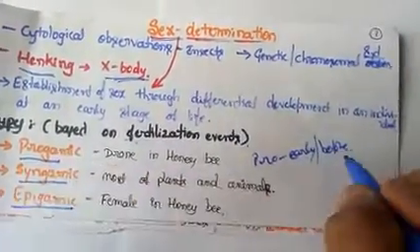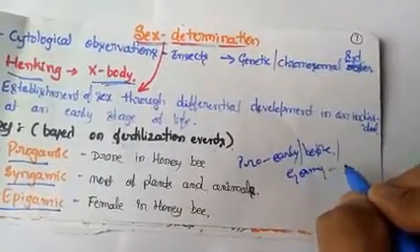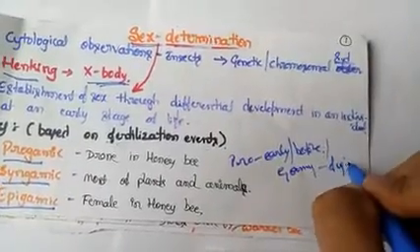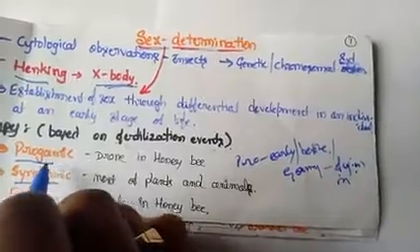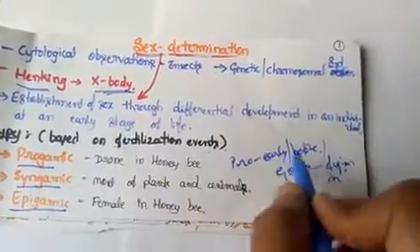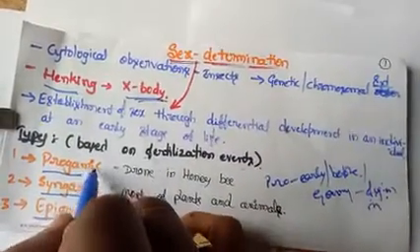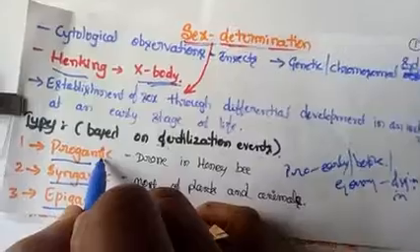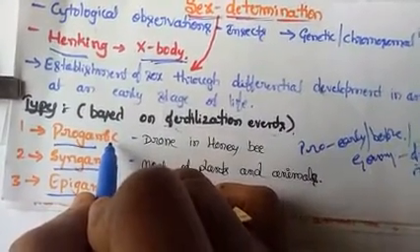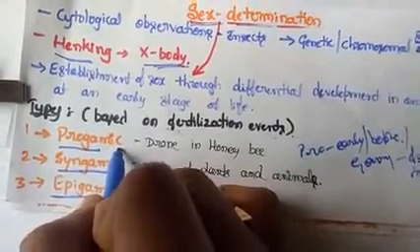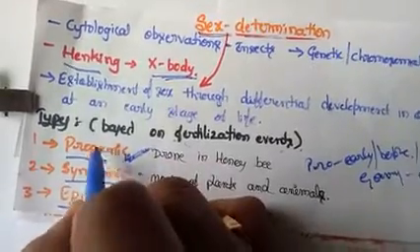Gamy refers to fusion or marriage. So pro means before the fusion, before the marriage. The progamic type of sex determination is a type of sex determination where the sex can be determined before the fertilization.